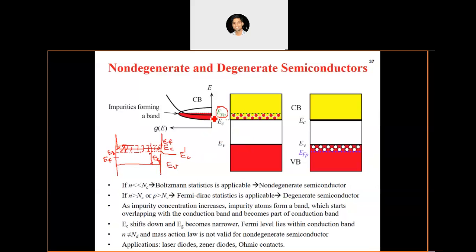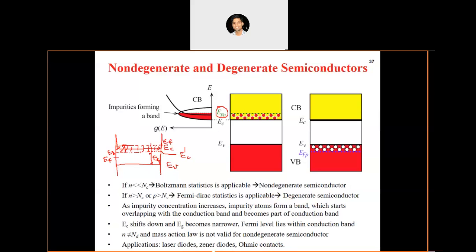This overlapping of bands is very similar to metals, right? That is why these degenerate semiconductors behave more or less like metals, because they have a very high concentration of valence electrons and there is this overlapping of the bands. There are a lot of free energy states, as happens in metals. Their applications are also like ohmic contacts, where usually metals are used, and also laser diodes and Zener diodes. These are some of the typical applications of these degenerate semiconductors.